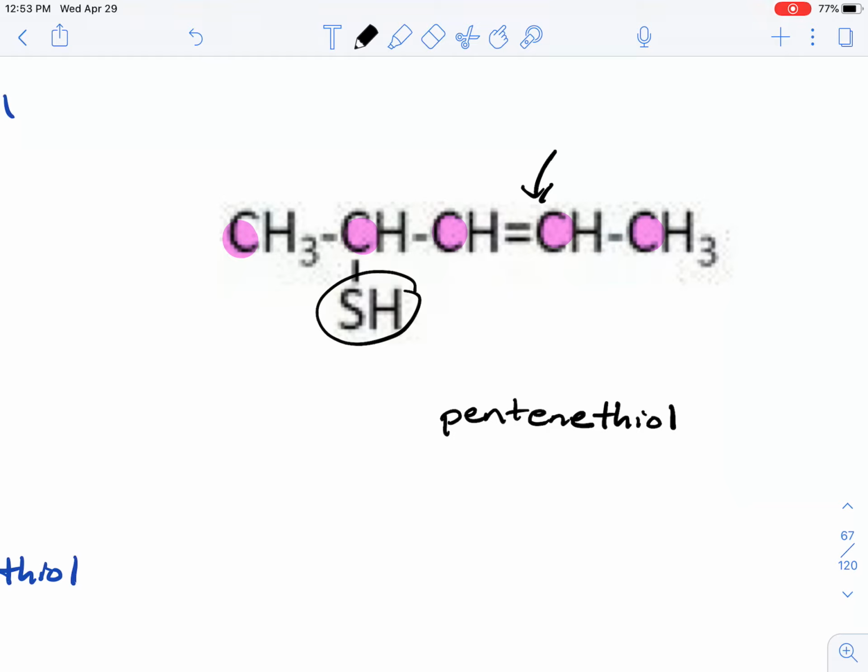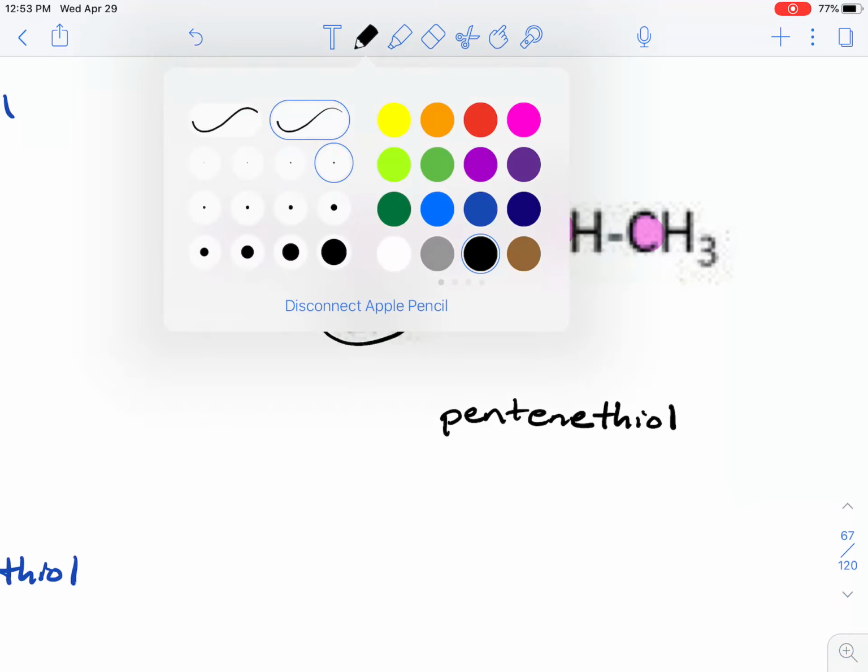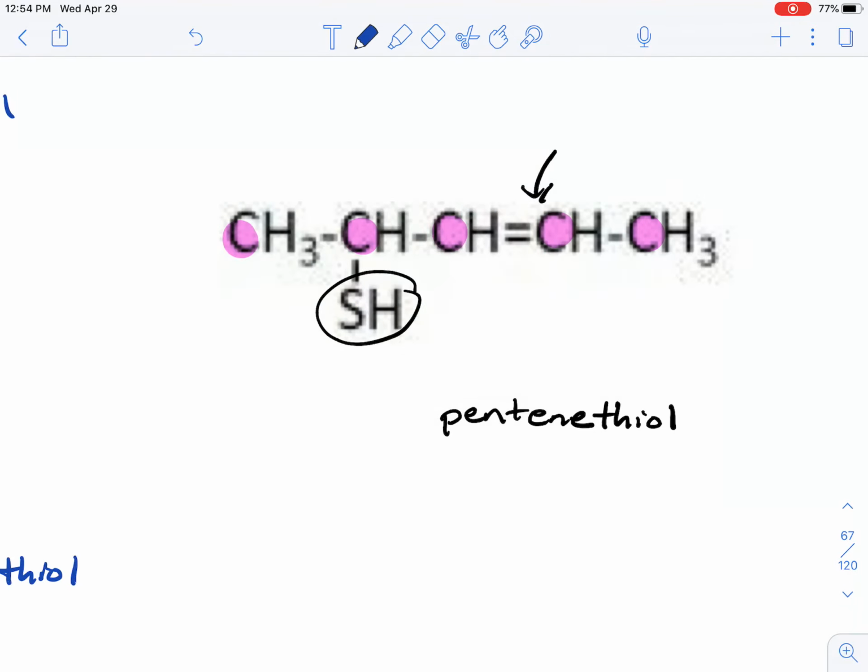And so the next thing that you want to do is convey to the reader what carbon number that sulfhydryl group is found. And you also want to convey what carbon number the double bond will start. And so let me do this in a different color. When you guys are communicating to the reader, the audience, the carbon number in where the double bond will start, that number is going to go in front of the pentene.